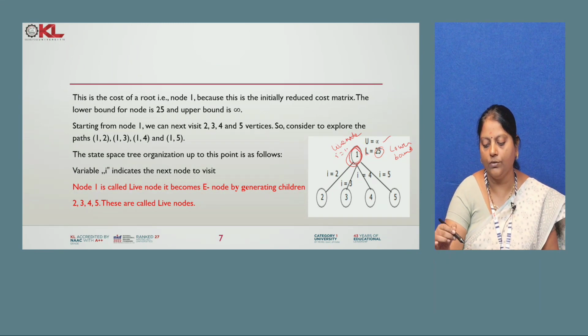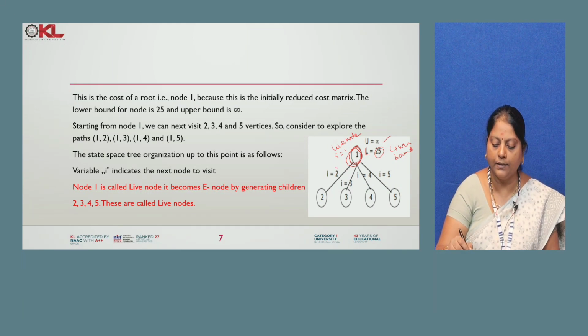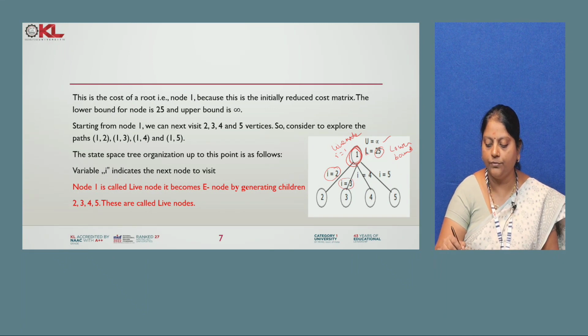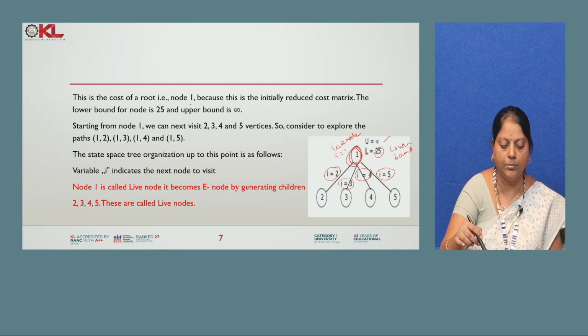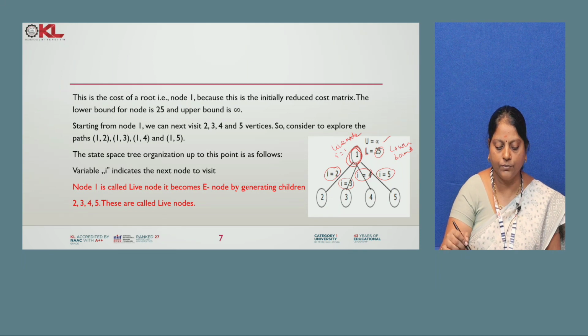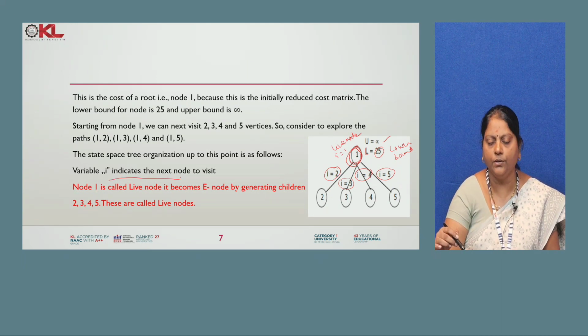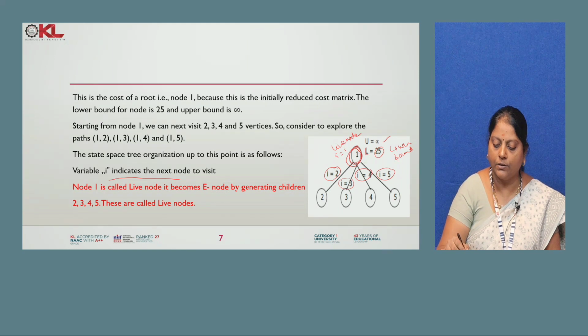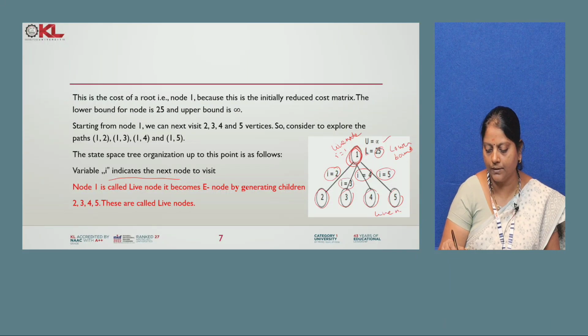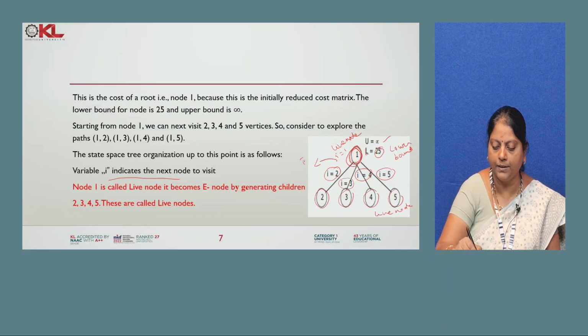That means here I equals 1. Initially the salesperson started at vertex 1, and the other vertices to be visited are second, third, fourth and fifth. So there are 4 vertices that need to be visited. What is the meaning of I? I indicates the next node we have to visit. Here this root node can be expanded by generating its children 2, 3, 4, 5, and these 4 are called live nodes, and now this one becomes the E node.